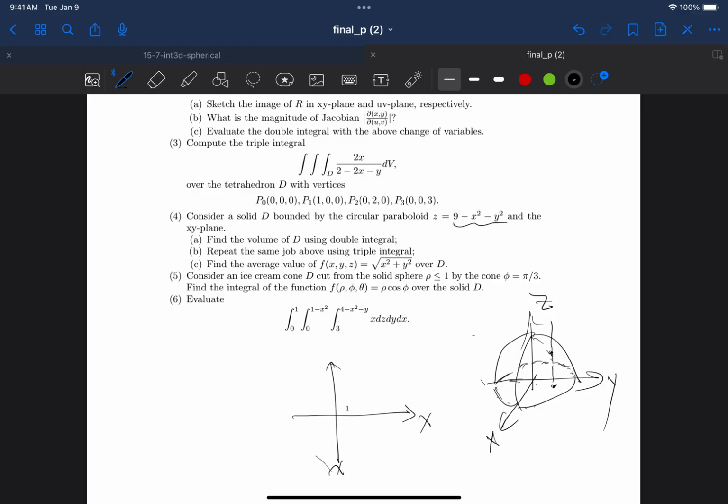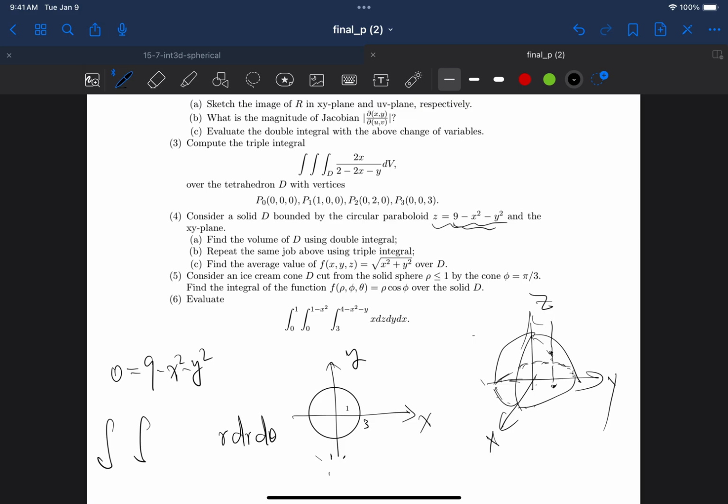So if we look at the xy plane, this means you're looking at level 0. So 0 equals 9 minus x squared minus y squared. This is a circle with radius 3, right? So this is radius 3. That means it's better to use the polar coordinate system.